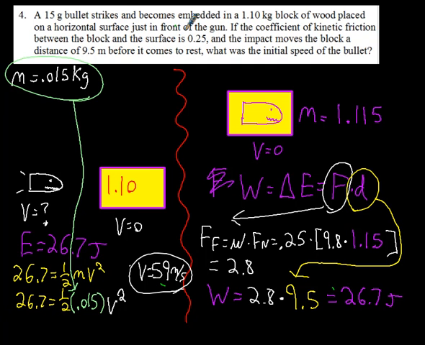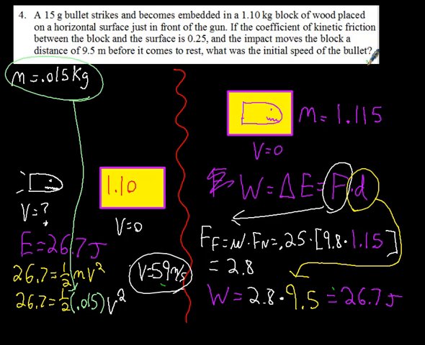A 15-gram bullet strikes and becomes embedded in a 1.1 kilogram block of wood on a horizontal surface just in front of a gun. If the coefficient of kinetic friction, that means friction when the object's actually in motion, as opposed to static friction, which is when it's just sitting there, is 0.25 and the impact moves the block a distance of 9.5 meters before it comes to rest, what was the initial speed of the bullet?